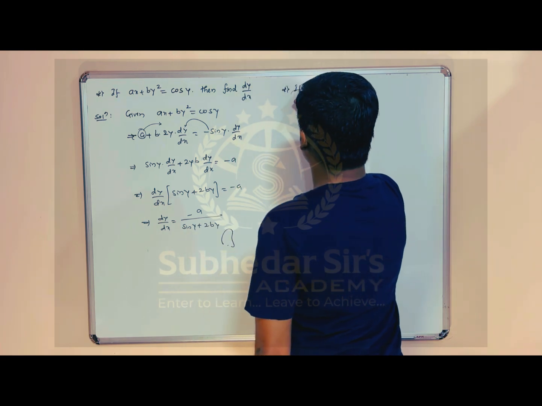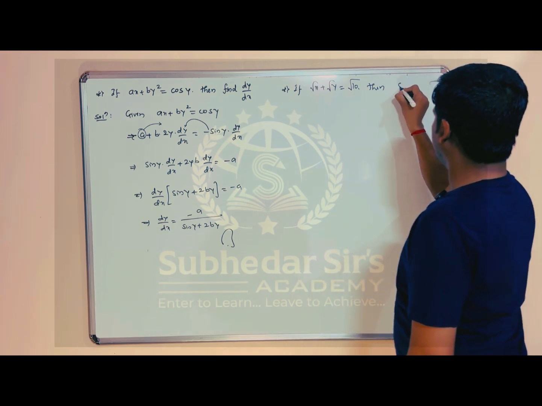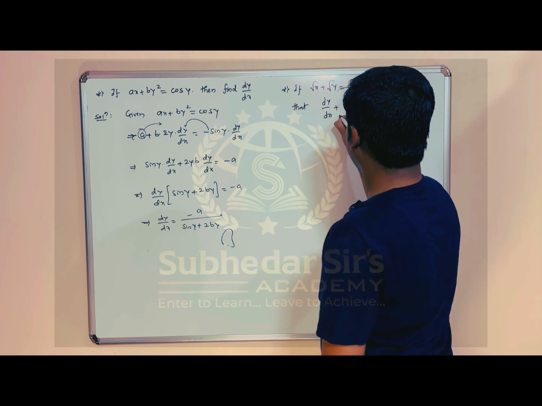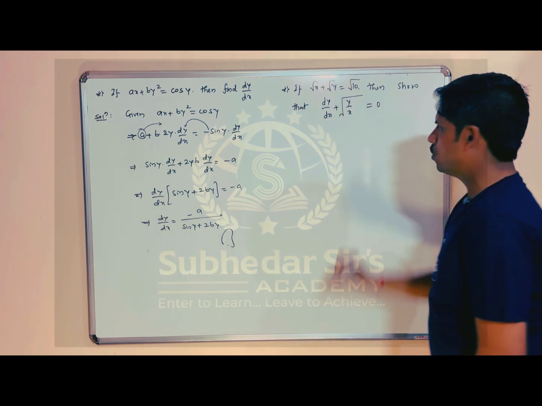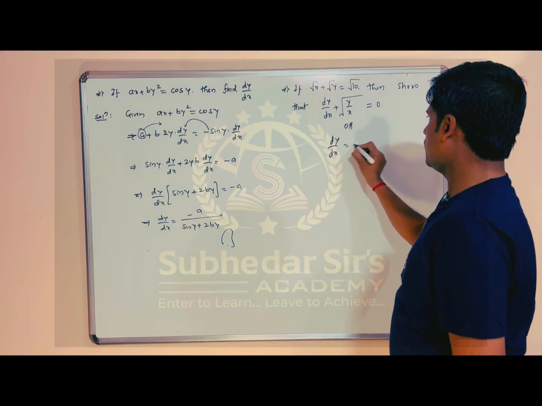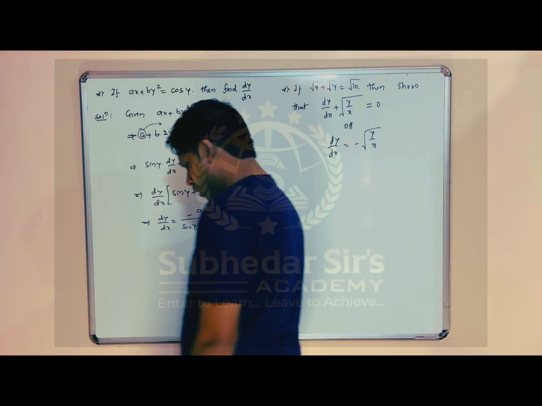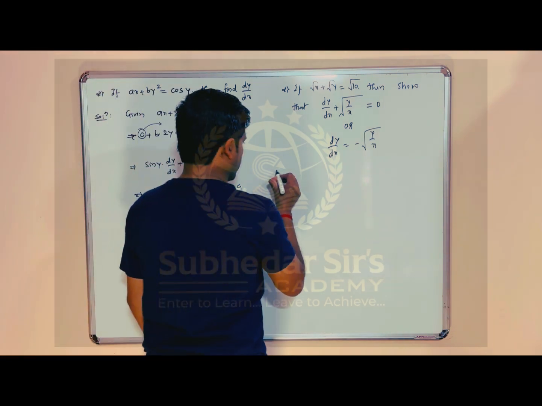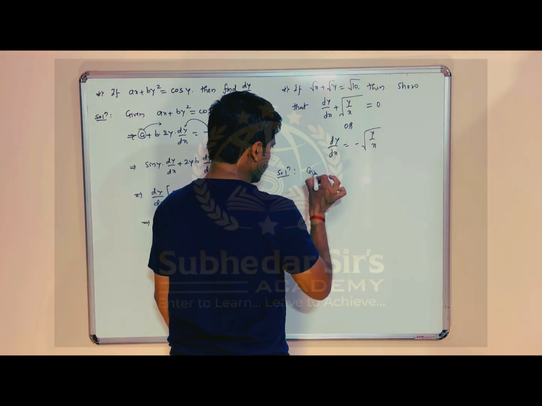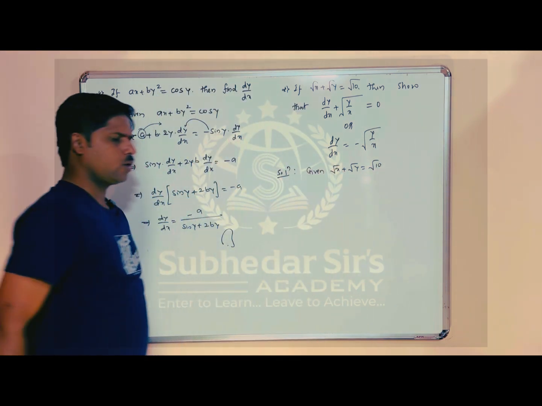Next question: if root x plus root y is equal to root 10, then show that dy by dx plus whole root of y by x is equal to 0, or else dy by dx is equal to minus under root y by x. You add because 2 marks are very important. So solution, given is root x plus root y is equal to root 10.